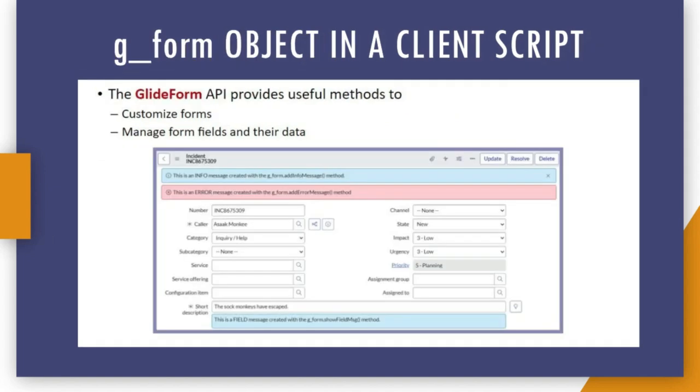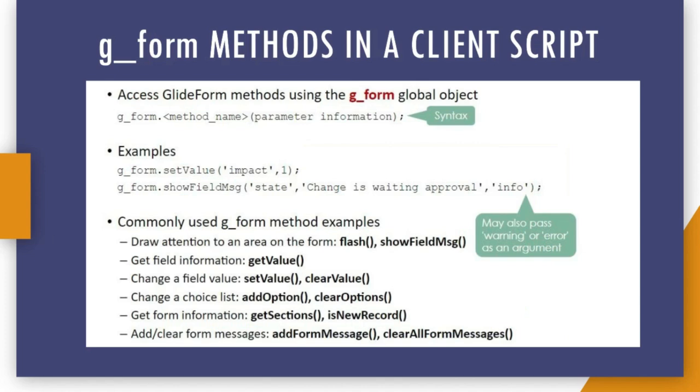Okay, so let's move further and see how the g_form object in a client script helps us execute our validations. The GlideForm API provides useful methods to customize forms and manage form fields and their data. As you can see, there is an info message and an error message displayed using the g_form API. Let's see what g_form methods are in a client script.